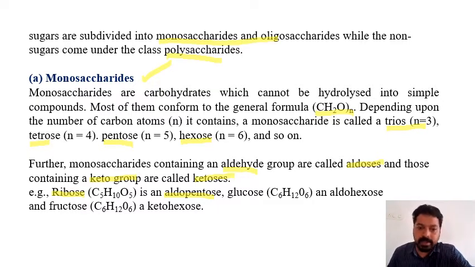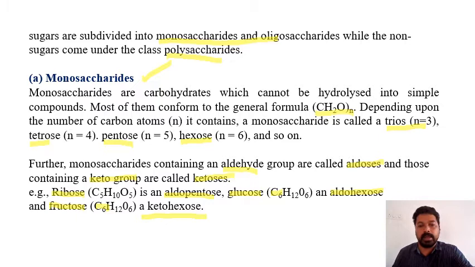Glucose, again, has an aldehydic functional group, and it has 6 carbons, so it is a hexose. So it can be known as aldohexose, because glucose also has an aldehydic functional group. Now coming to ketose, the best example is fructose. It is a hexose. So fructose is otherwise known as keto hexose.